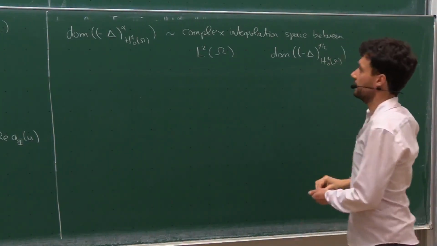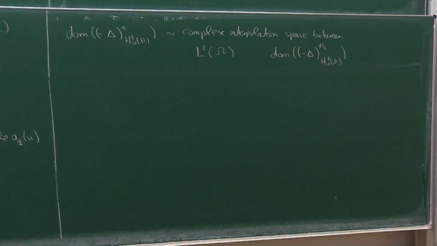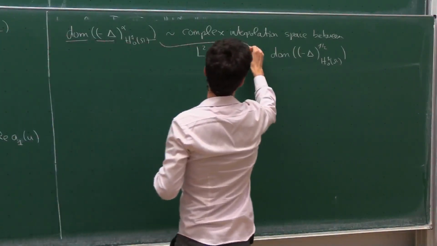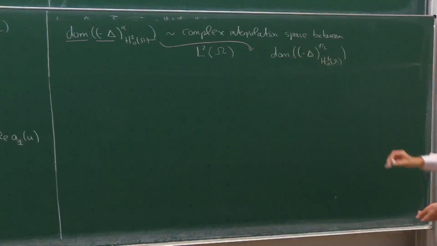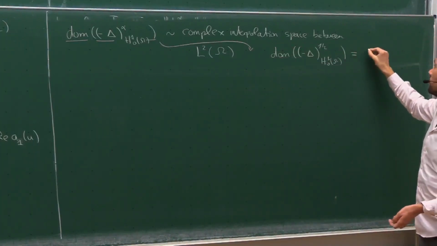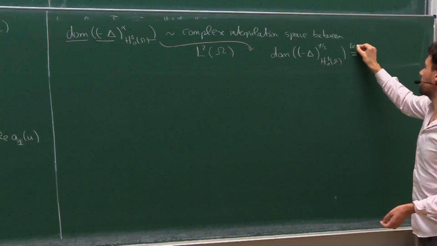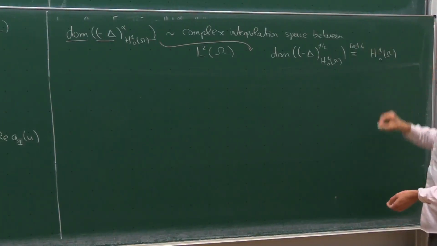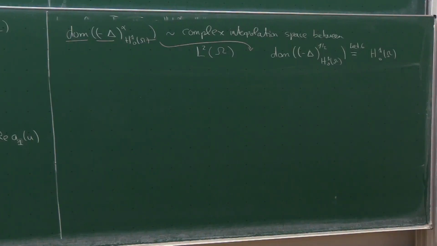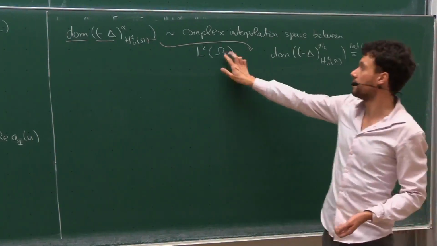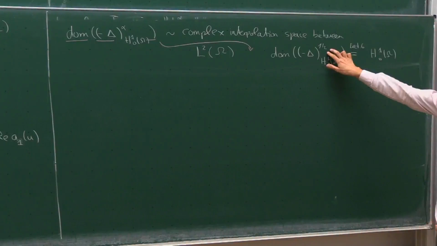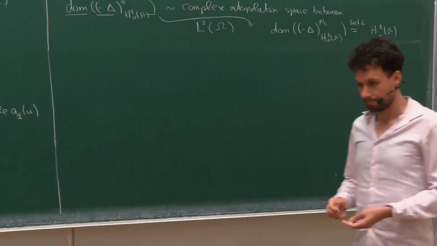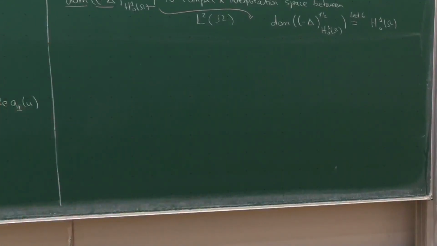So this space here can be somehow seen as something sitting in the middle here. And the good thing about this is this one you know by lecture 6. You know that this is precisely H1, 0. So it becomes a function space problem. You have to find the interpolation space between this guy and this guy. And here I know that I can determine square root domains for self-adjoint operators. So this is one thing you can do.